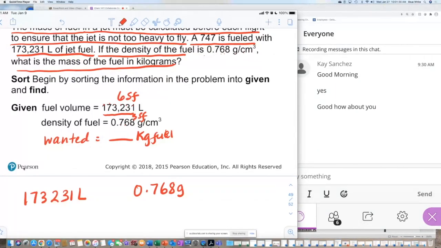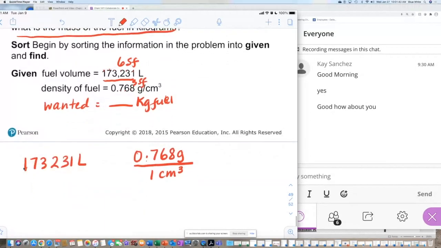Knowing that, I like to write my fractions like fractions, okay? 768 grams over 1 centimeter cube. I feel like there's no winning with this thing. I apologize once again for the noise. So 0.768 grams over 1 centimeter cube, because I'm going to be using it as a conversion factor.